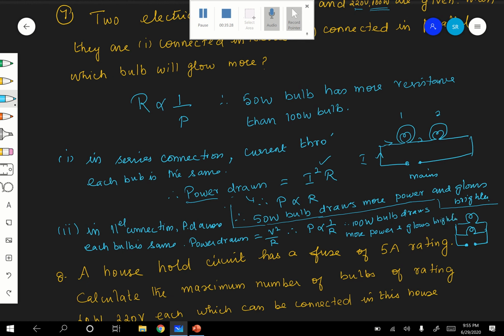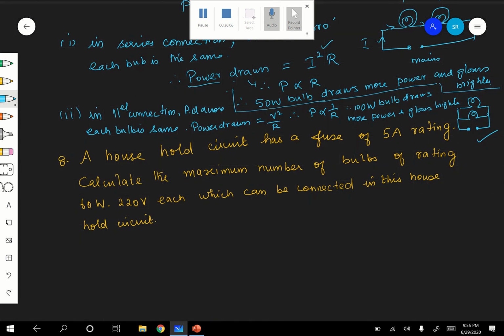Are you following? See, that is why you should not come to the conclusion that a 100 watt bulb always glows brighter than a 50 watt bulb. No, it depends on how the bulbs are connected. If they are connected in series, the 50-watt bulb draws more power, so it glows brighter. But if it is connected in parallel like this, then only the 100-watt bulb glows brighter. Very important question. If you understand the concept, only then you can answer this. Okay, right. Now, next one.